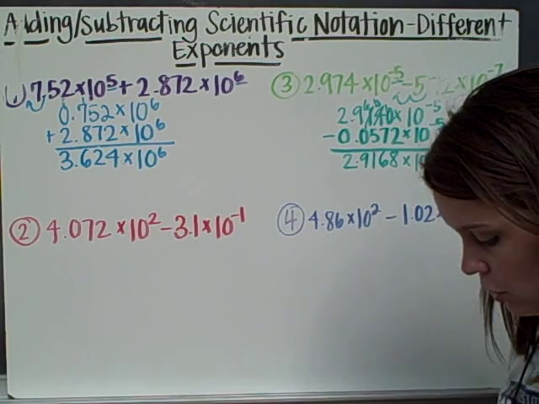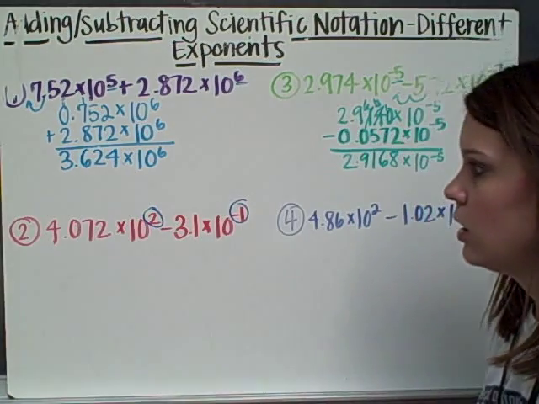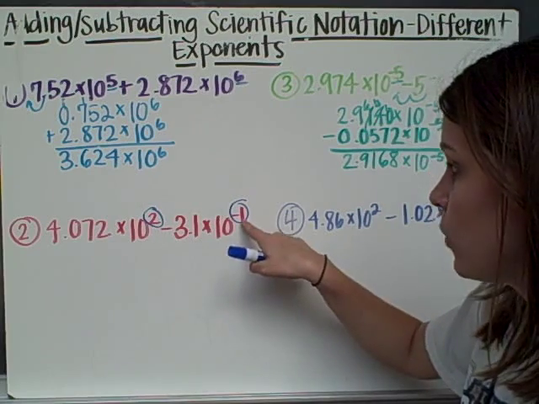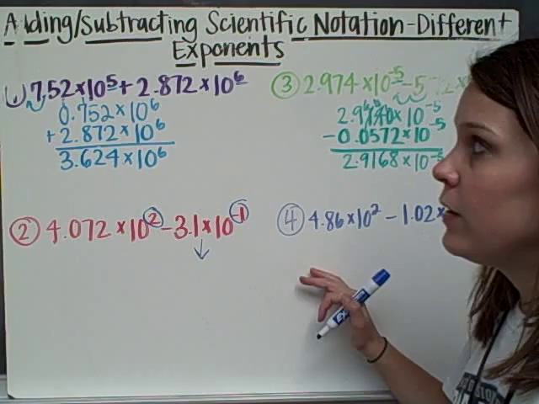So let's look at number 2. If you notice, we have 2 exponents that are not the same. The 2 is larger, so we need to change this exponent by moving the decimal.